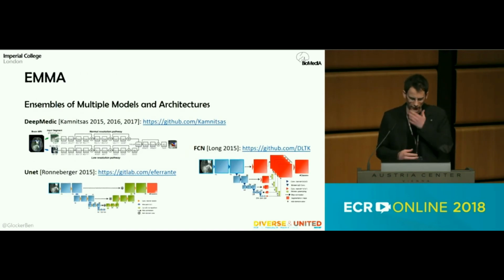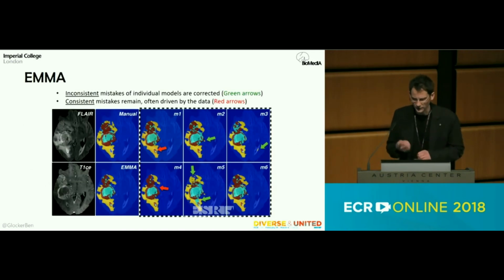So we came up with a model that we call EMMA, ensembles of multiple models and architectures, where we basically say, we can't make that decision. So why don't we train lots of different methods and take the old machine learning theory of ensembling outputs from different methods to increase robustness. And that works really well. And the hope is that inconsistent mistakes can be averaged out.